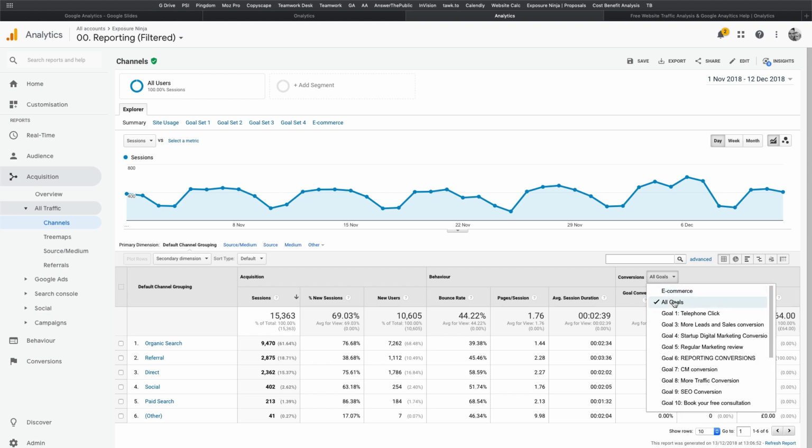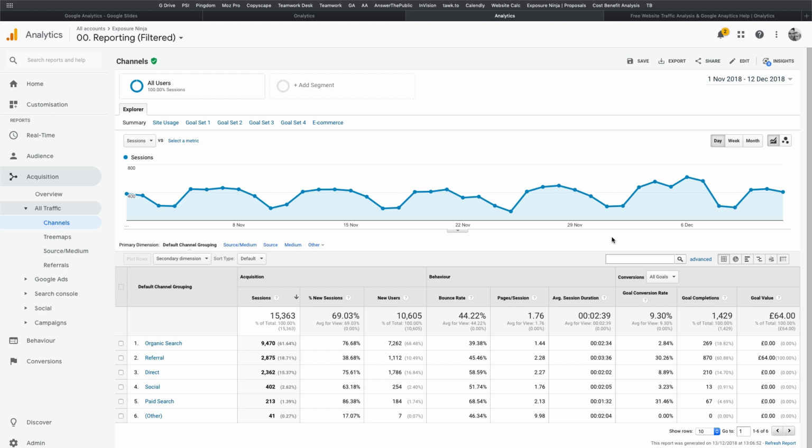Now you can actually click on all goals and you can see each of the different goals that you have set up. So for example, on Exposure Ninja, and that's the site that we're looking at here, on exposureninja.com, we've got a few different conversion goals. We have people clicking our telephone number. We have people getting in contact from our more leads or sales page. We have people getting in contact through our startup digital marketing page. We have our marketing review. We have a conversion around reporting. We have conversion goals on different service pages, so content marketing and SEO as well. And then we also have a consultation. So lots of different ways for people to convert with us and to become a lead.